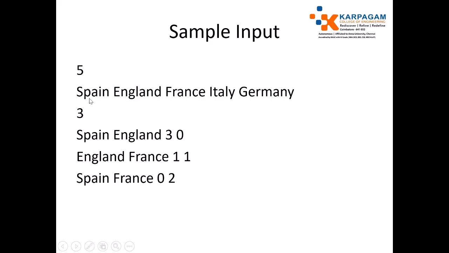Okay. For example, first you have to get the number of teams, which is inputted. The second is the number of matches played, that is n, which is 3. You have to mention which teams played: Spain, England, followed by goals scored by Spain, goals scored by England. Then next England, France, goals scored by England, goals scored by France, and Spain followed by France, goals scored by Spain, goals scored by France.